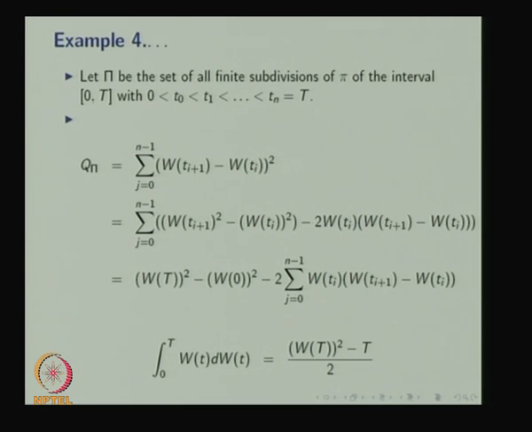Here we have used the quadratic variation of Brownian motion, which is capital T on the interval 0 to capital T. Therefore, the integral is going to be (W of capital T whole squared minus capital T) by 2.